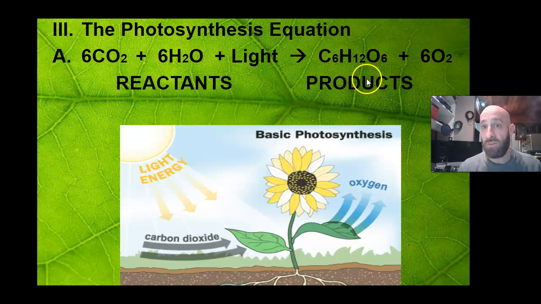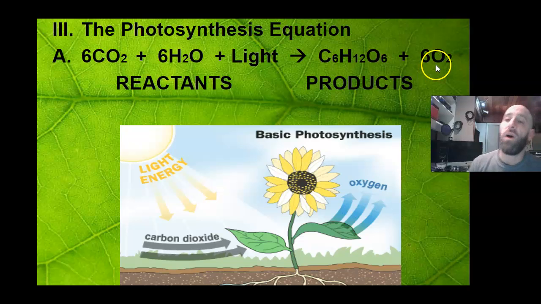And then what gets given off as a product? Well, you get two things as products. One is going to be glucose, C6H12O6. Hopefully that looks familiar to you from the macromolecule unit. And then finally, it also gives off 6 molecules of oxygen. And that is extremely important because that is what we breathe in.